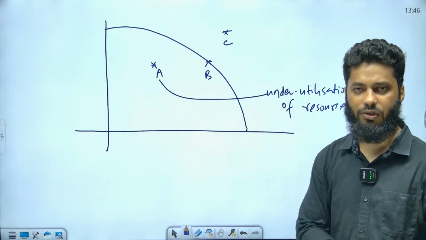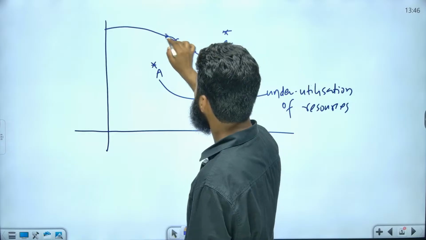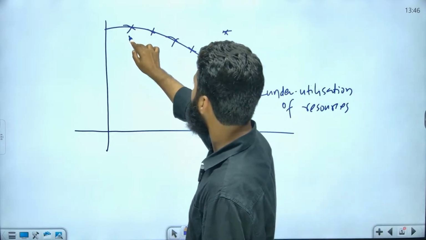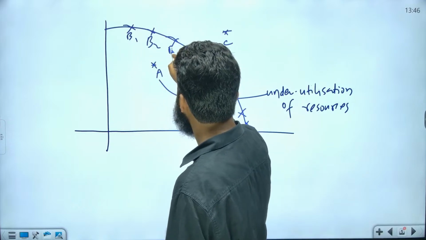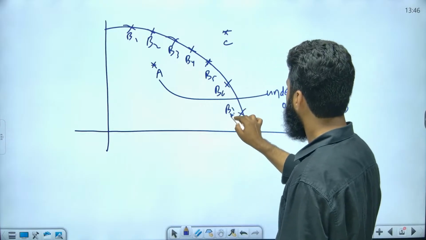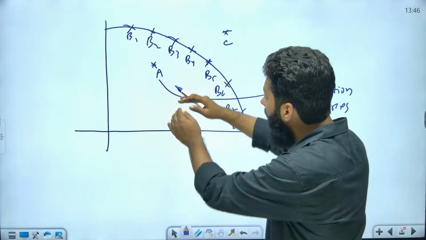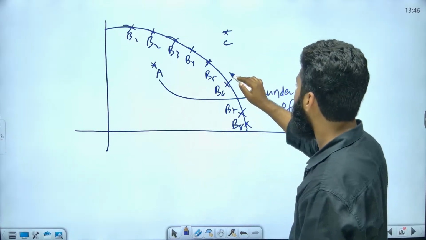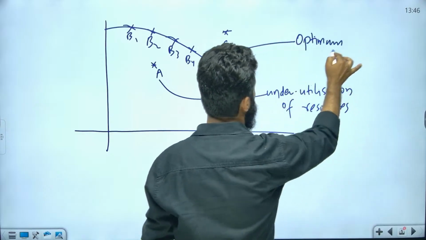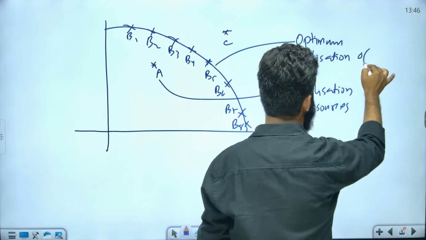This point falls inside the PPC, and that is the point known as underutilization of resources. When we talk about a point on the PPC, you take any point on the PPC, B1, B2, B3, B4, B5, B6, B7 or B8. If you are on the PPC, that represents what? Optimum utilization of resources.